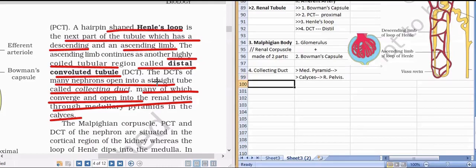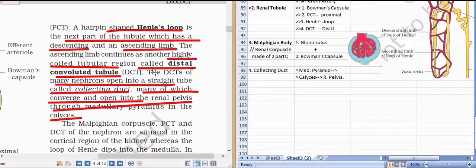This is the position. See the collecting duct. Nephrons into straight collecting duct, many of which converge and open into renal pelvis through medullary pyramid. So first is medullary pyramid, then the calyces, then it is into renal pelvis. So this is the concept you should understand. Okay, up to here the topic ends.